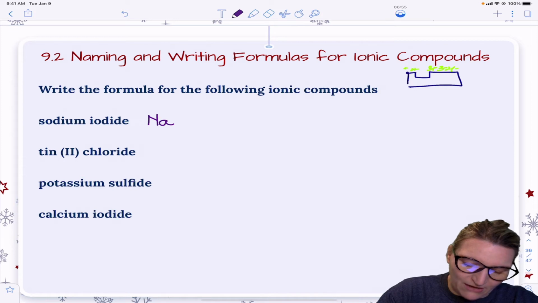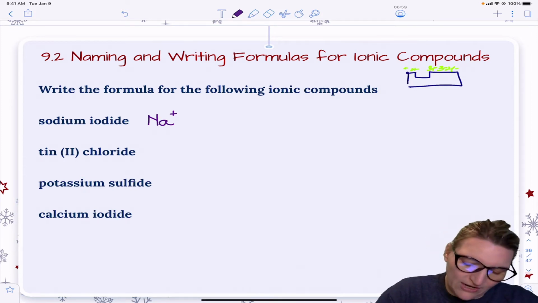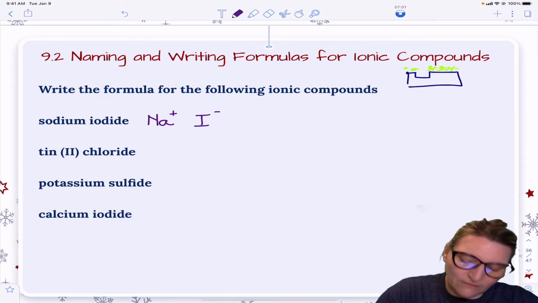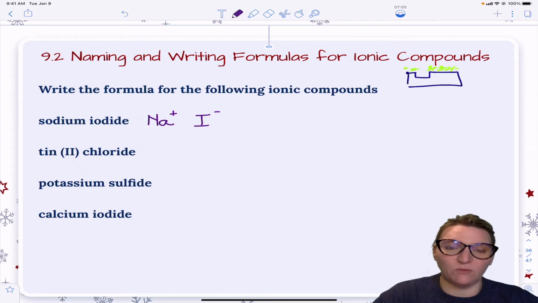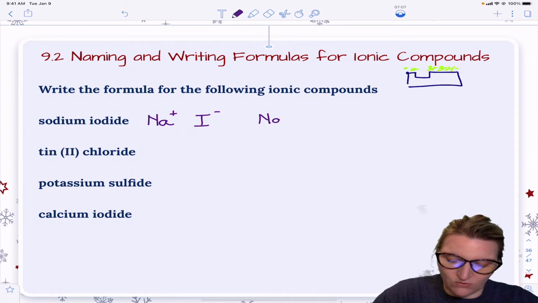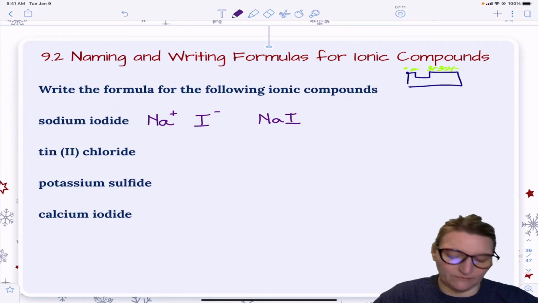Sodium is an alkali metal. It's in the very first group. It has a +1 charge. Iodine is a halogen. It's in group number 17. It has a -1 charge. And because it's +1 and -1, all I need is 1 of each. So that's the formula for sodium iodide.